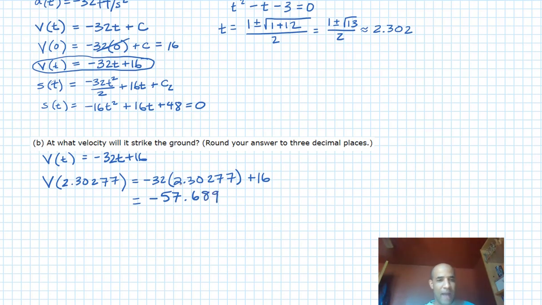Just be careful. I didn't have to use all of these 7s, right? But to correctly round to 3 decimal places, I have to at least use this one, the 4th decimal place, so I know whether I have to round that 9 up or down. So it'll be that, and this is velocity, so that'll be in feet per second, right?